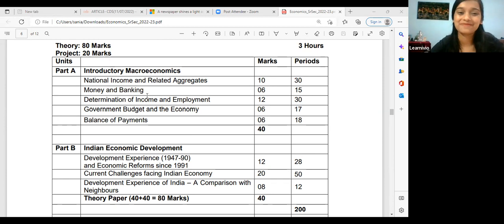So for national income, your numerical portion should be very good. Why? Because in national income there are so many numericals. Second, your concept should be very much good. Of course, your theory part should be good, but over here you don't need any graph and all that. That's why this is of 10 marks. This entire unit is of 10 marks because over here you don't need to draw any graph or something like that.